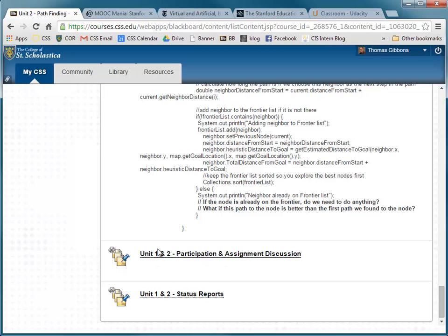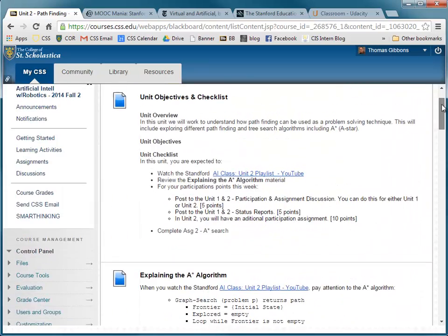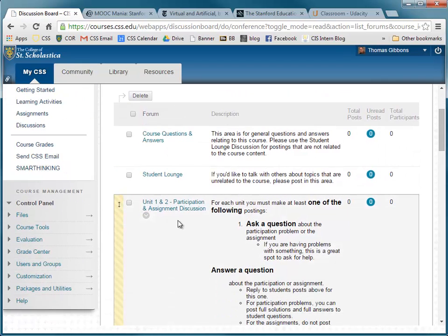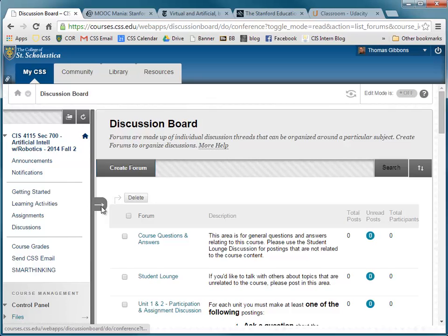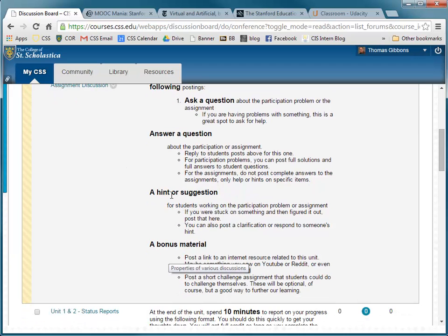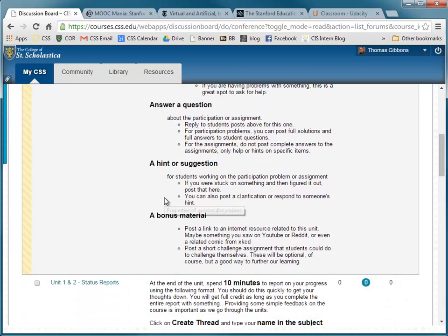Related to this will be the discussion posts. There'll be links to the discussion posts here. They're also linked over here. So each week you'll do a posting, some sort of question or answer related to the assignment or the participation stuff. So you might ask a question or answer a question or offer a hint to other students or post some bonus material. So every week you have to do something like that. Share something about the resources. It's a good place to ask questions of other students and myself, an instructor, and get answers.